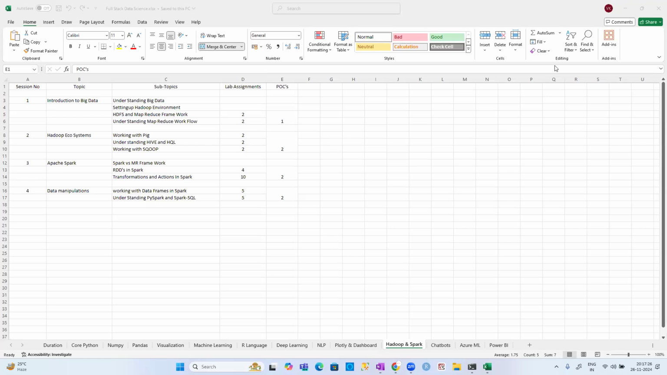Pandas has already started, and data frames have already started. Next, data visualization will be there, then machine learning will start. But it's a running batch. If you want a new batch, it will take a lot of time because 2 months are over. It will take another 2 or 3 months to start a new 9:30 batch.